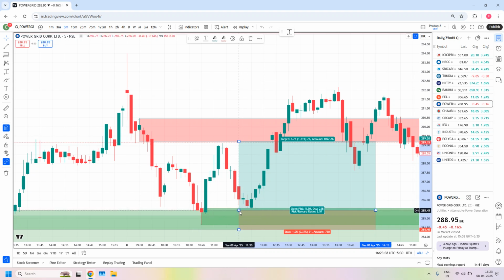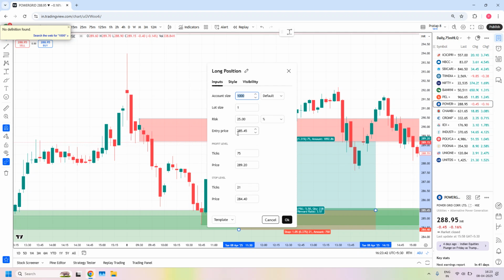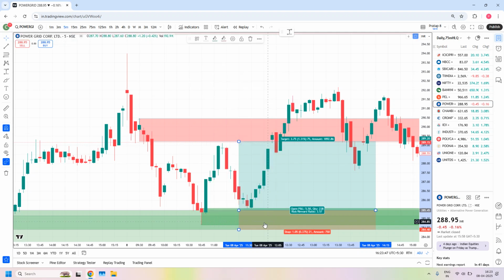So that is the reason why I adjusted the entry in such a way. If you take your entry at 285.45 paisa, your risk will be managed up to 2%, because maximum acceptable risk is 2%.